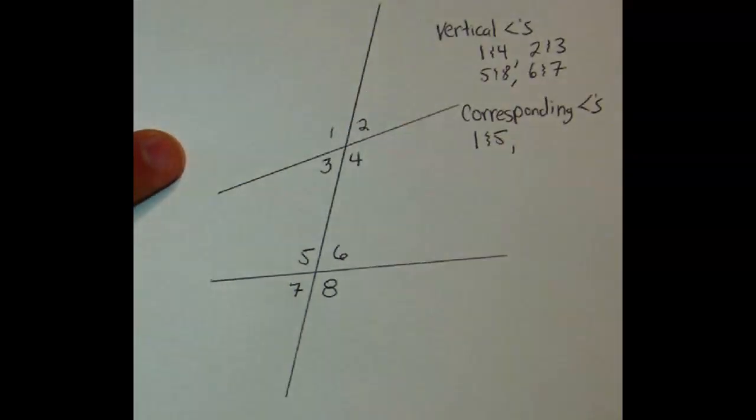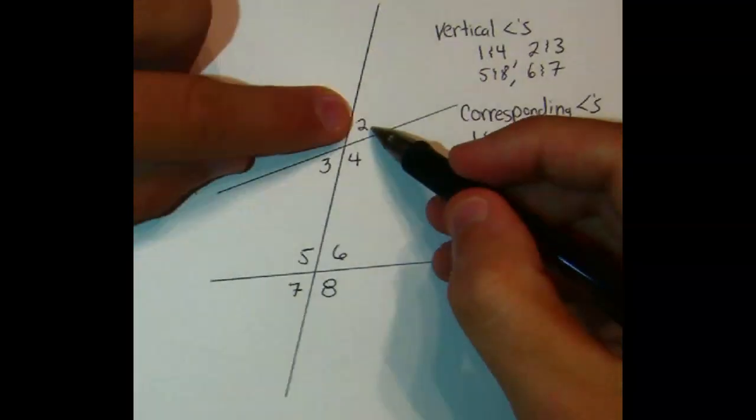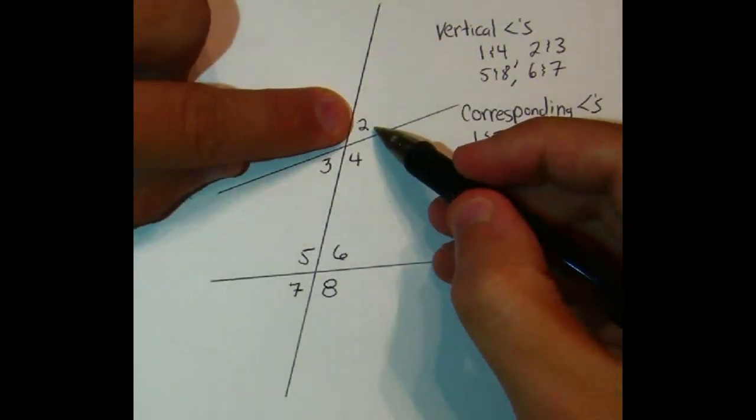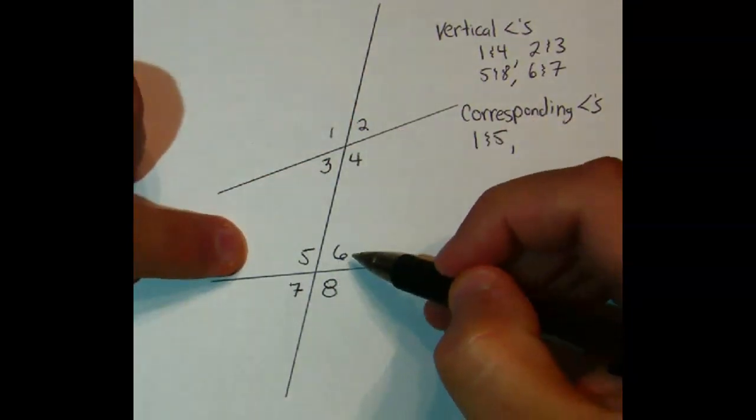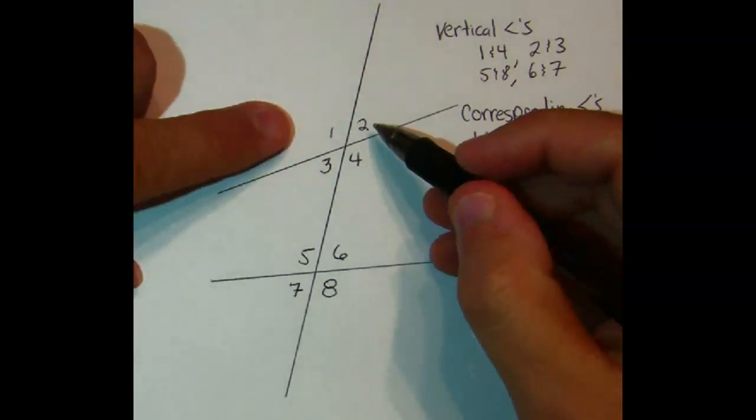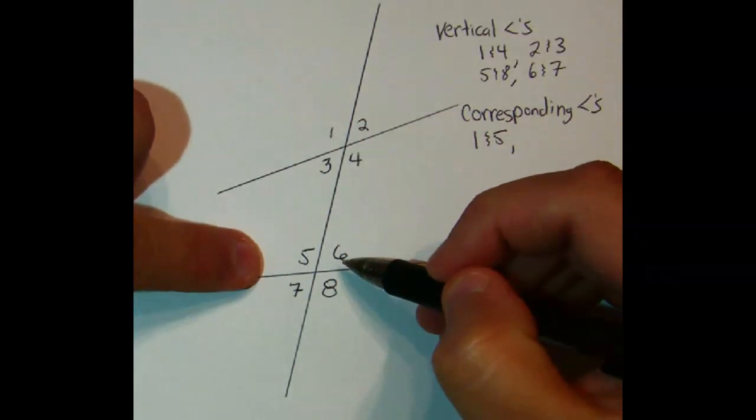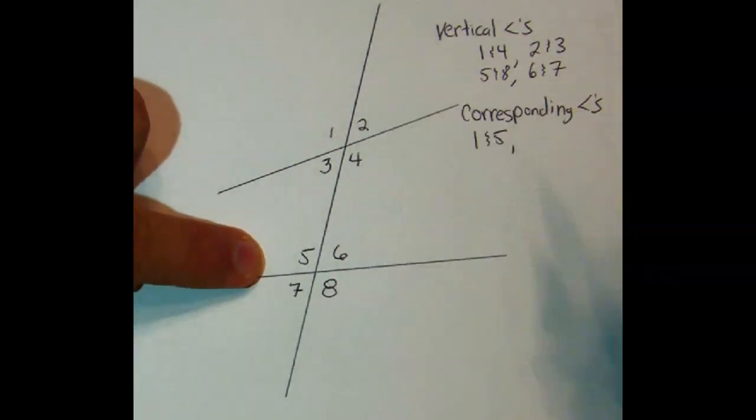Now let's get the other pairs. Who do you think 2 is going to correspond with? Yes, number 6. Because 2 is top right, 6 is top right. Corresponding angles.